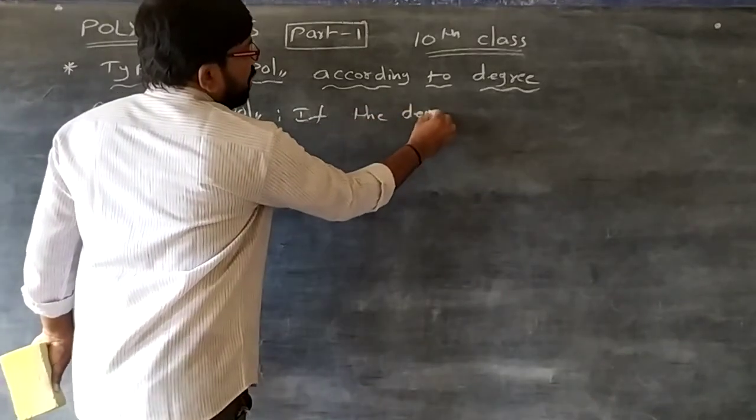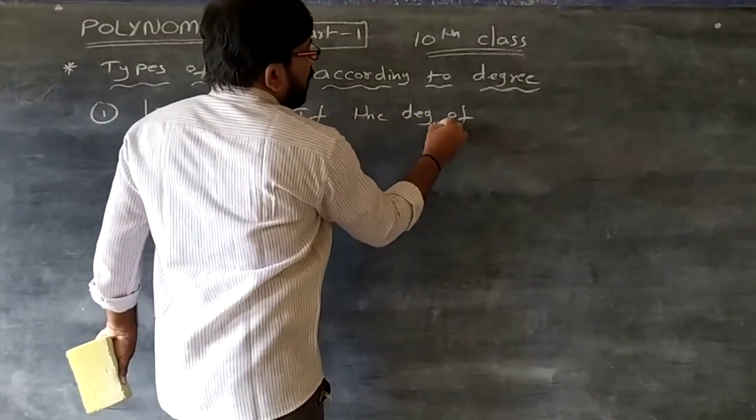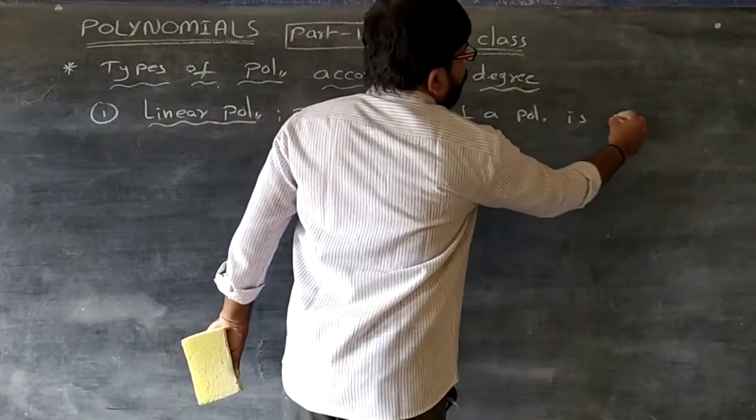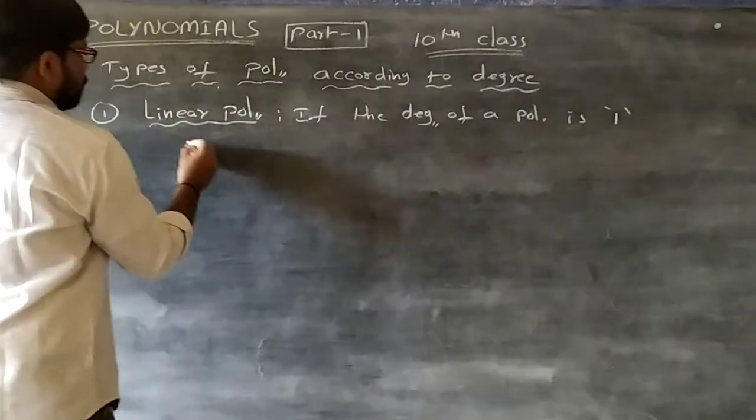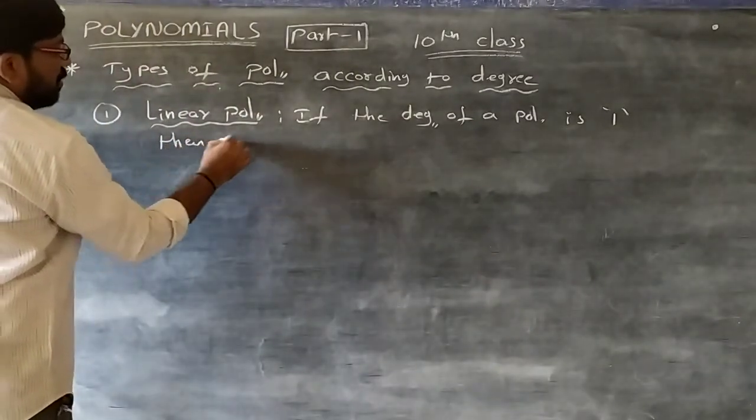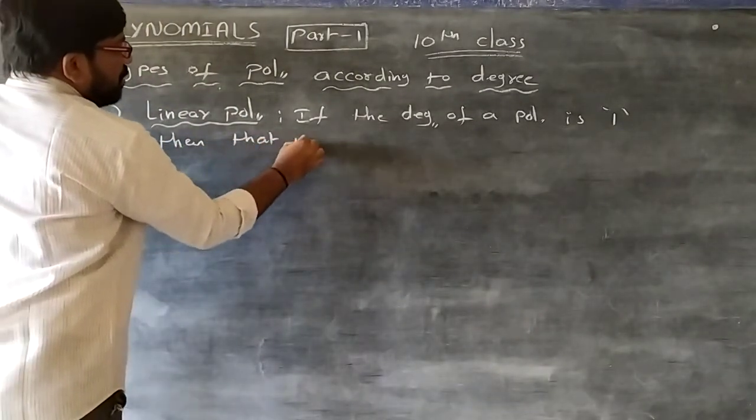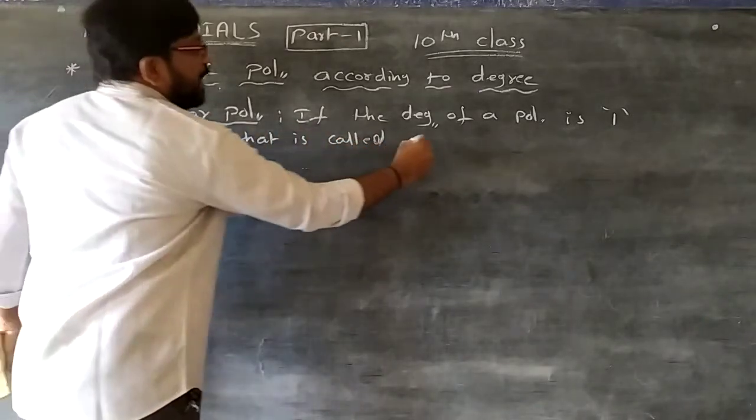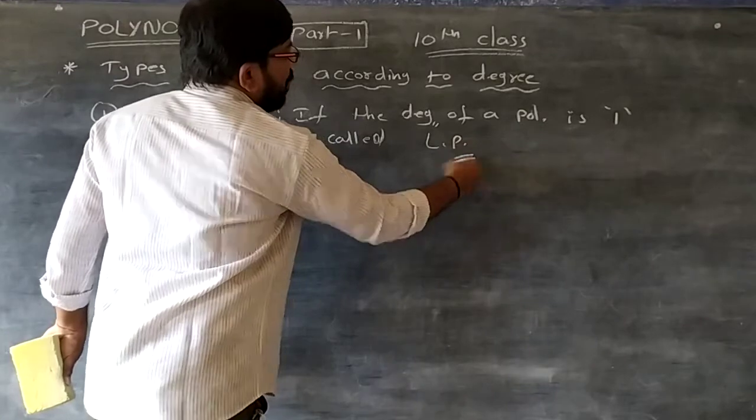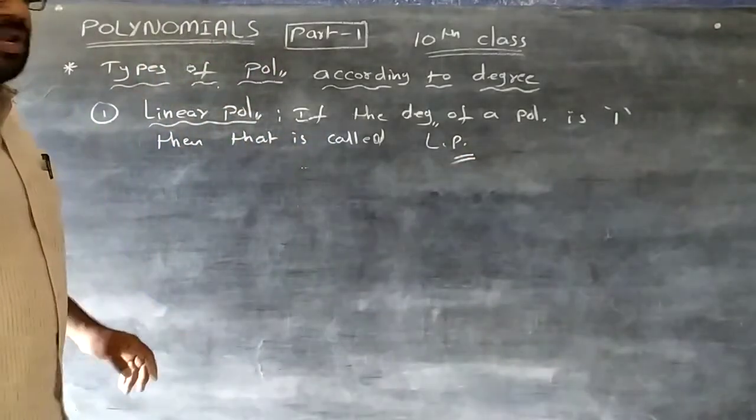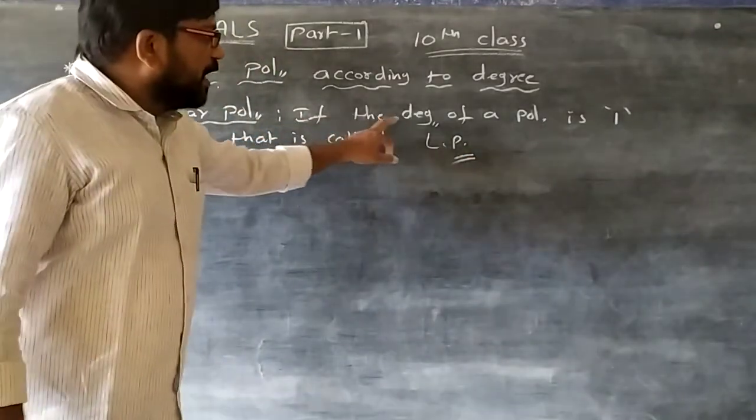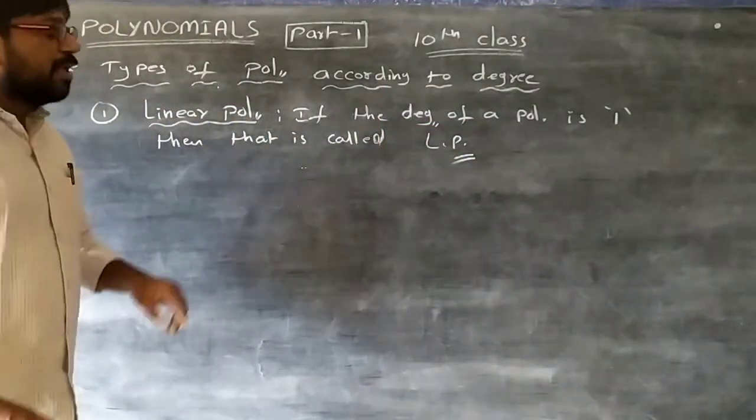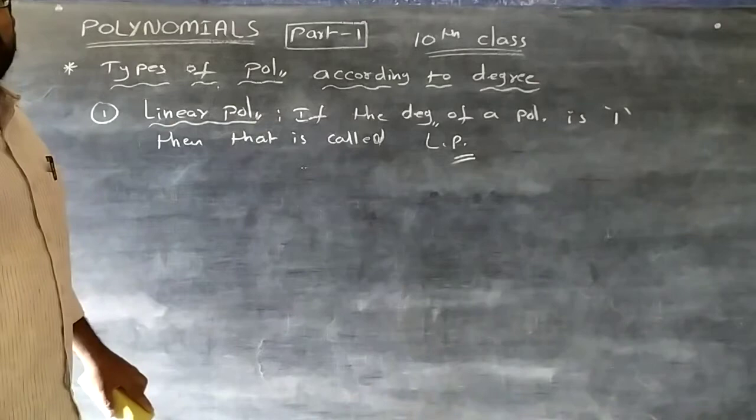If the degree of a polynomial is 1, then that is called linear polynomial. LP means linear polynomial. Observe carefully. If the degree of a polynomial is 1, then that is called linear polynomial, right?